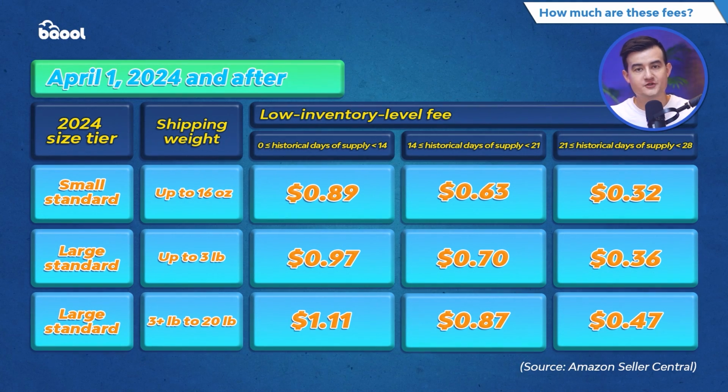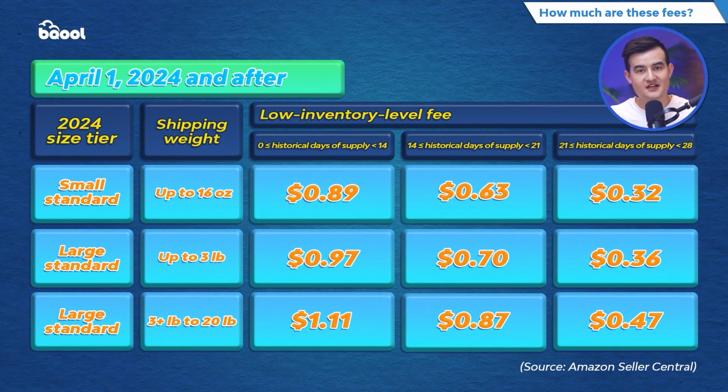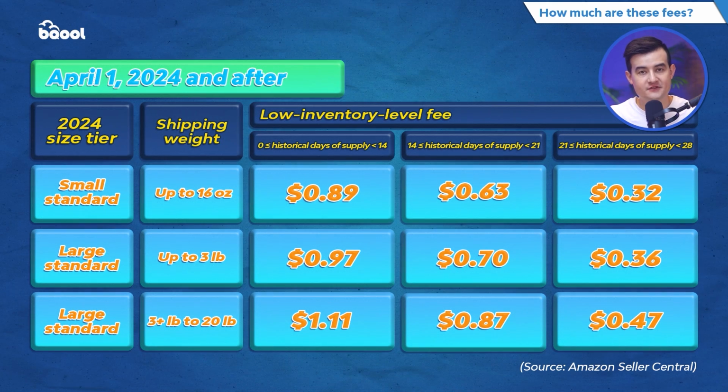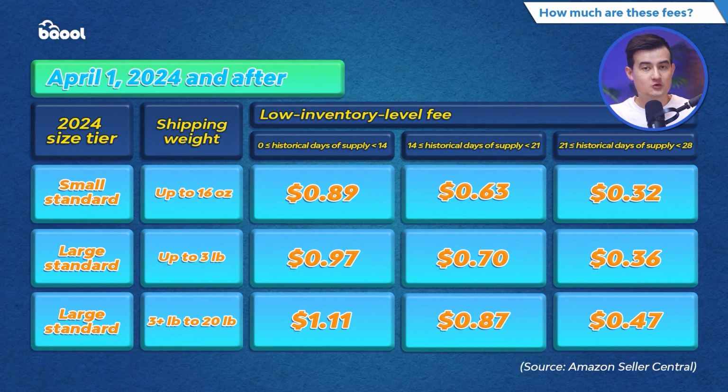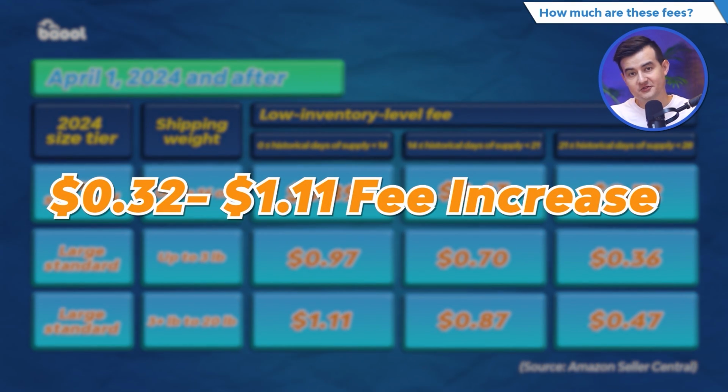It is also important to note that the less historic days of supply you have, the higher the low inventory fees will be. But depending on size, weight, and your historic days of supply, you'll probably see between 32 cents to $1.11 fee increase for small standard to large standard products.